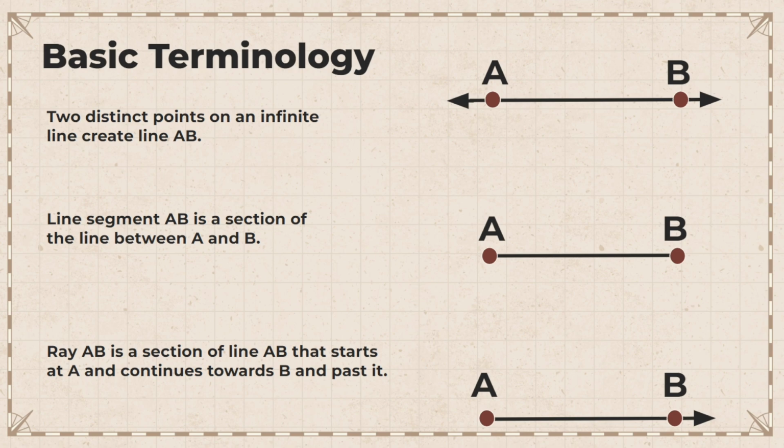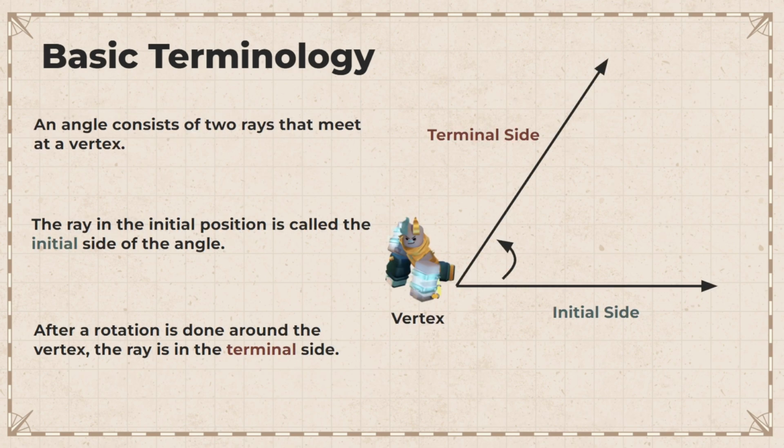So, if we have an infinite line going in two directions, we can create two distinct points on this line that create line AB. This would be like if a skateboard was going on an infinite straight line. If skateboard were to start at point A and end at point B, this would be called a line segment. And if skateboard were to start at point A and go infinitely past point B, this would be called a ray.